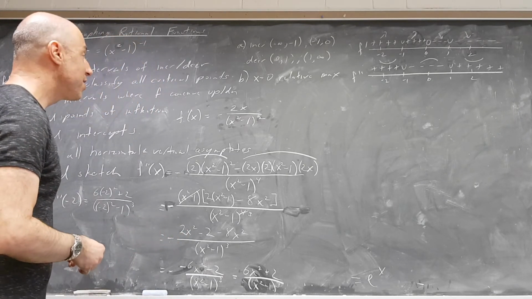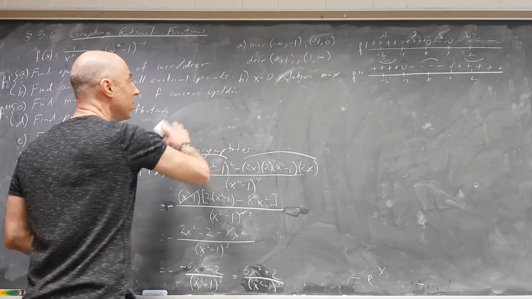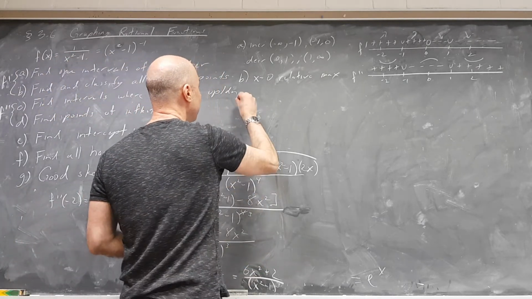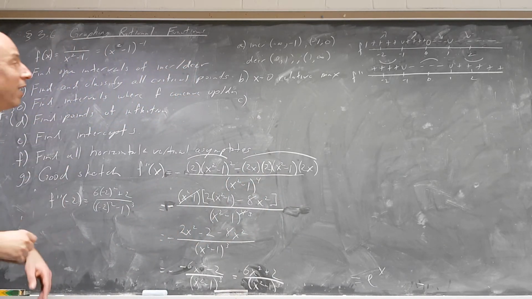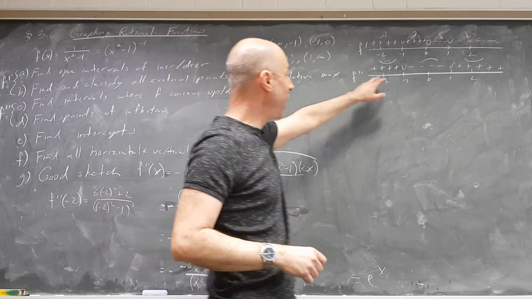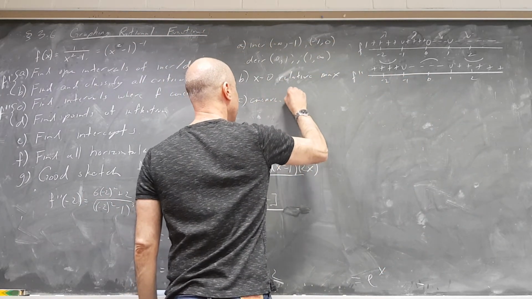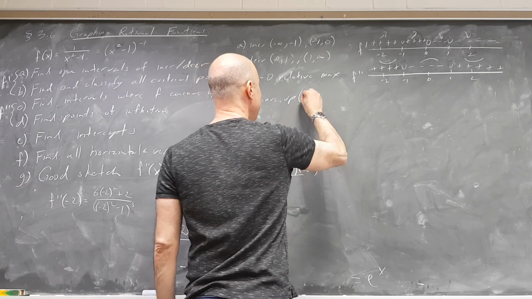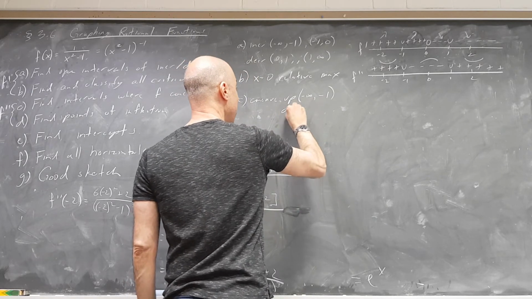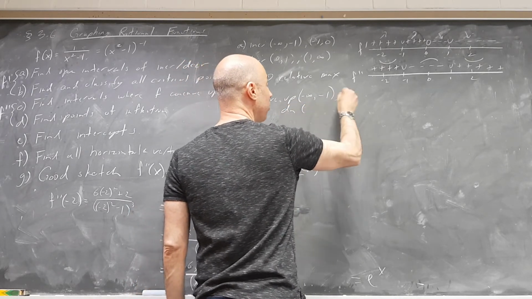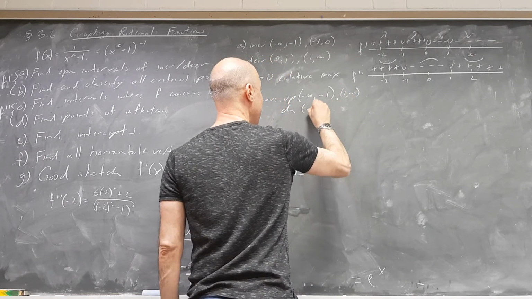All right, so we can answer C and D now. C, where is it concave up and concave down? Well, it's concave up wherever we have these plus signs. So it's concave up from -infinity to -1, and also concave down from 1 to infinity. Concave down from -1 to 1.